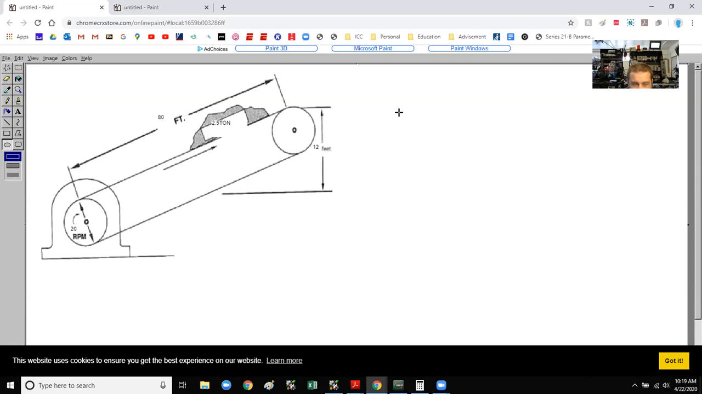Another way I'd like to look at this is just to say, okay, this is 2.5 tons worth of whatever, and it's being lifted 12 feet.